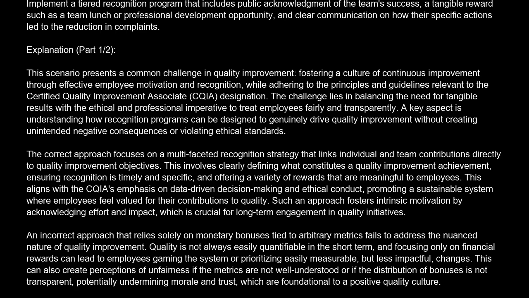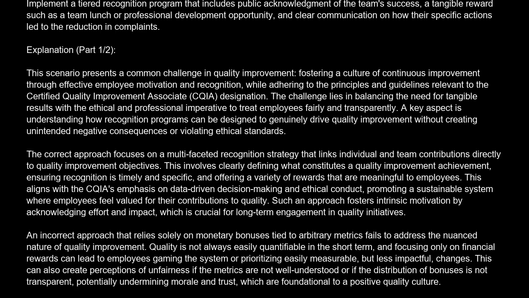The correct approach focuses on a multifaceted recognition strategy that links individual and team contributions directly to quality improvement objectives. This involves clearly defining what constitutes a quality improvement achievement, ensuring recognition is timely and specific, and offering a variety of rewards that are meaningful to employees. This aligns with the CQIA emphasis on data-driven decision-making and ethical conduct, promoting a sustainable system where employees feel valued for their contributions to quality. Such an approach fosters intrinsic motivation by acknowledging effort and impact, which is crucial for long-term engagement in quality initiatives.